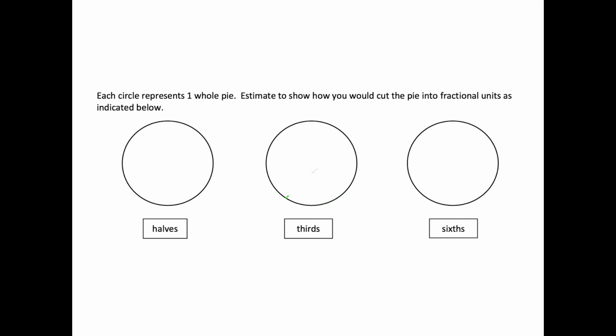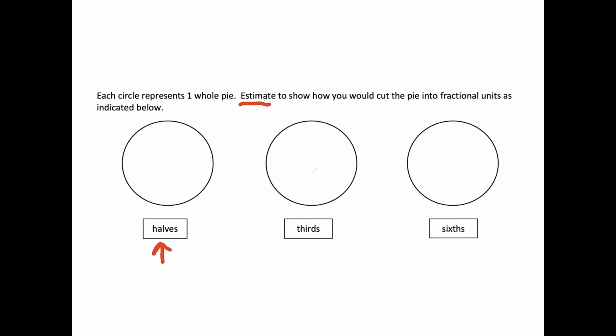Okay, so let's pretend that this is a pizza pie. Each circle represents 1 whole pie. Okay? Estimate, again, estimate, doesn't have to be perfect, to show how you would cut the pie into fractional units as indicated below. So we're not doing unit fractions anymore. That means we're not shading 1 part right now. We're doing fractional units. So we're just partitioning these wholes up.